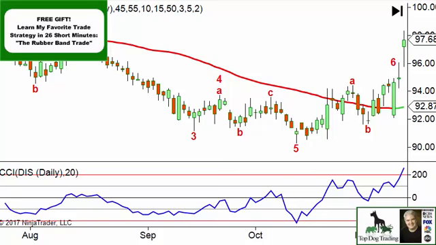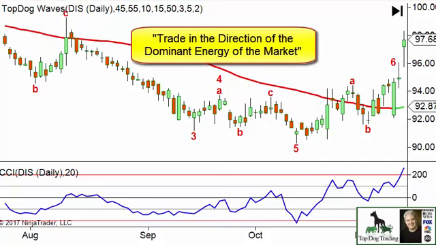One of my basic principles for trading is this, and it's really, really important. Commit this to memory. We'll put it up here so you can see it in writing: trade in the direction of the dominant energy of the market. The market meaning whatever market I'm trading, whether it's futures, day trading, swing trading, stocks, forex, whatever. So that's the key. Now, that's a great principle.